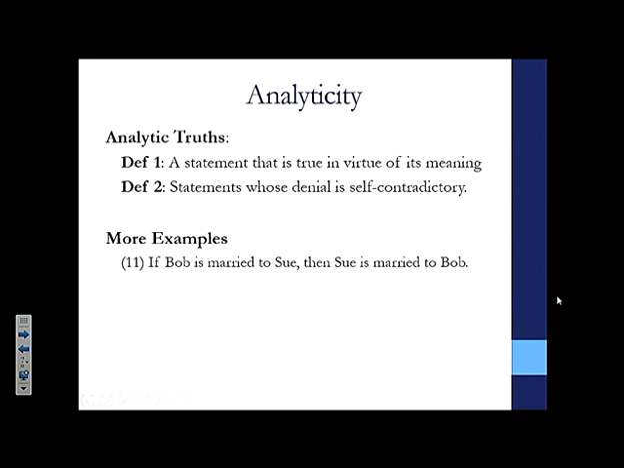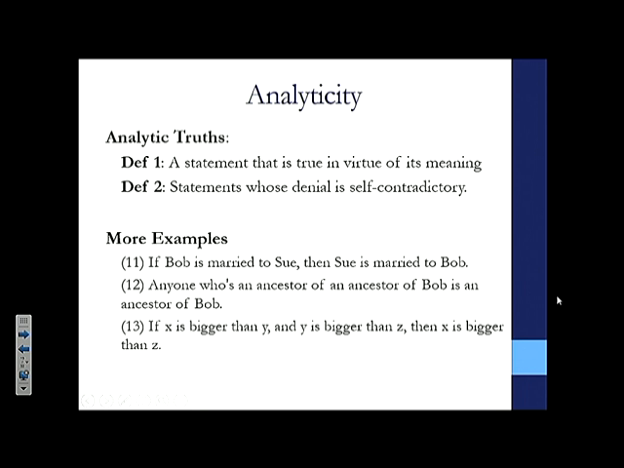Right? There's a lot of examples like this. If Bob is married to Sue, then Sue is married to Bob. If you know what marriage is, you know that it's a symmetrical relationship. You can't be married to someone and it fail to be the case that they're married to you. Anyone who's an ancestor of Bob is an ancestor of Bob. Once again, it's just a part of the concept of being an ancestor. Bigger than is like this. If x is bigger than y and y is bigger than z, x is bigger than z. You can't understand the concept bigger and fail to appreciate this fact about biggerness.